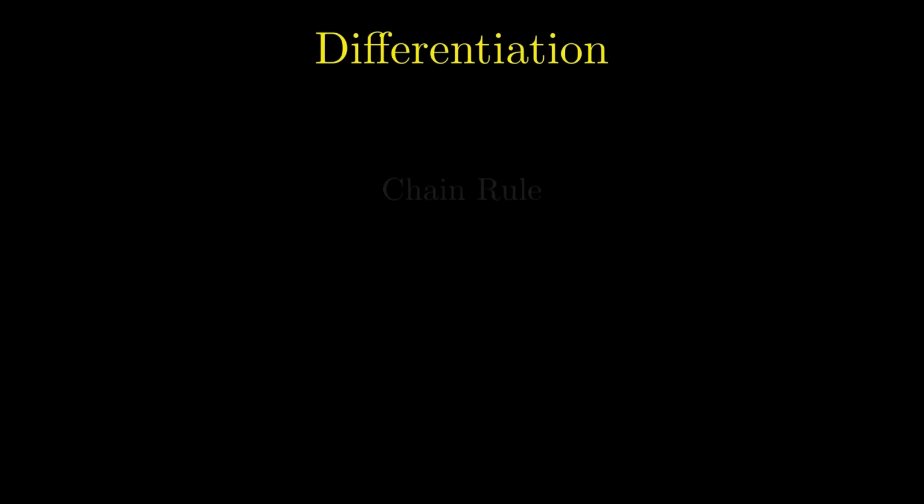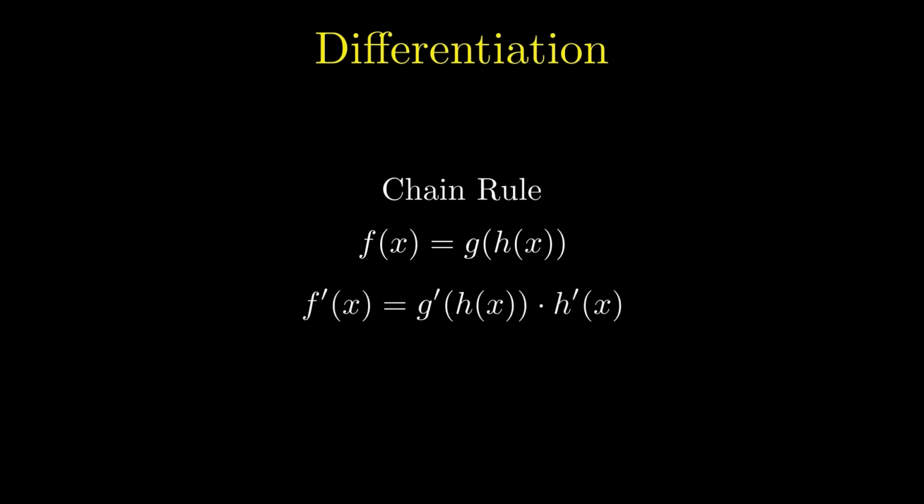Chain rule. When we have a composite function, meaning a function inside another function, we need a special rule to find its derivative. The chain rule. The chain rule states that if we have a composite function, f of x equals g of h of x, then the derivative of f of x is f prime of x equals g prime of h of x times h prime of x.